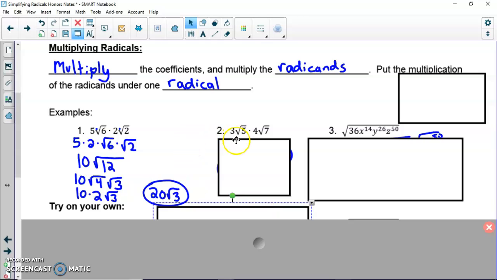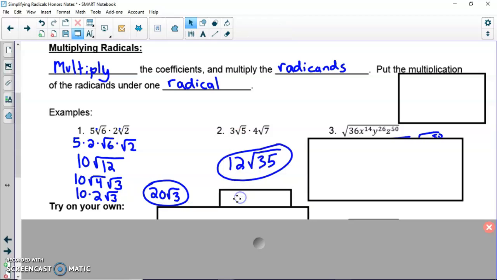For number 2, I have 3√5 times 4√7. So again, the quick way to do that is multiply your coefficients. 3 times 4 is 12. And 5 times 7 is 35. So I'd have 12 times the square root of 35. Remember, you multiply the radicands and put them underneath one radical. In this case, there's no perfect square that divides evenly into 35, so you would just stop at 12√35.